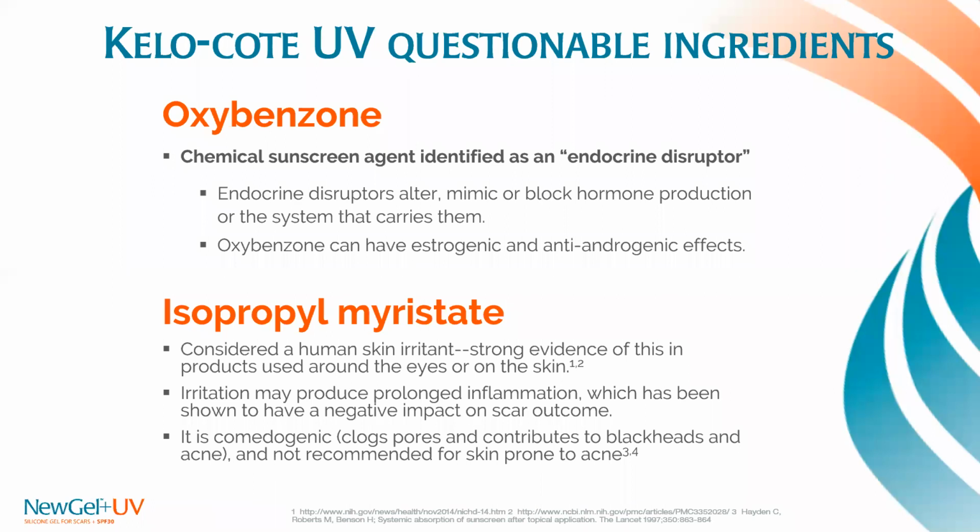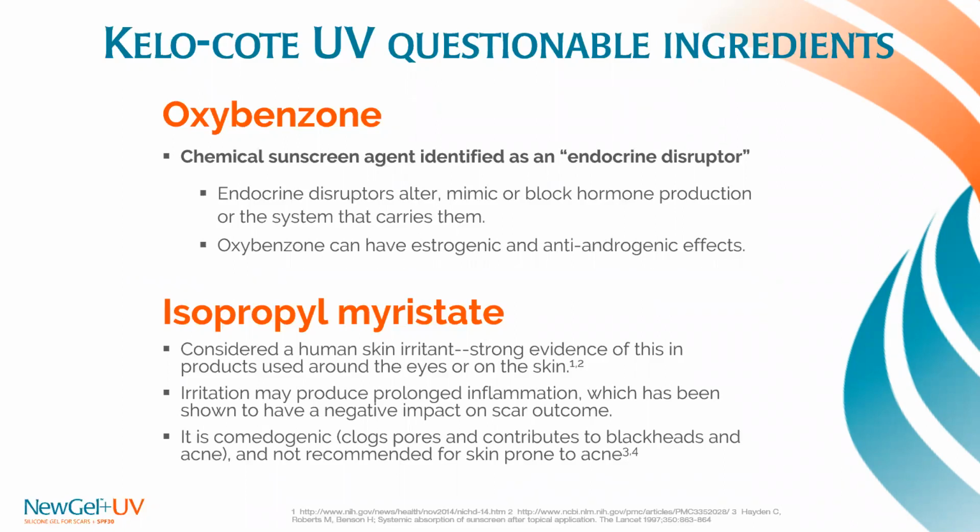It also contains isopropyl myristate, which if you look up that product in Cosmetic Ingredient Review and other places, you will see that it's classified as a human skin irritant, and it says especially when used around the eyes or on the skin, which is exactly where we're using this product. So it can provide prolonged inflammation if it irritates the skin, and we know that anytime you have prolonged inflammation period, you're going to have a negative impact on the scar outcome, the scar appearance.